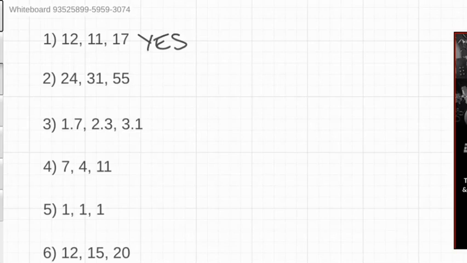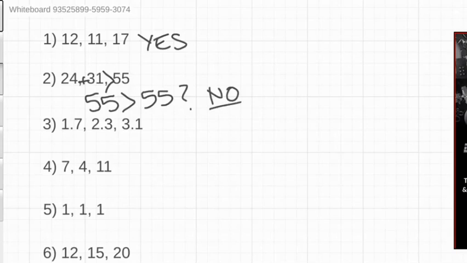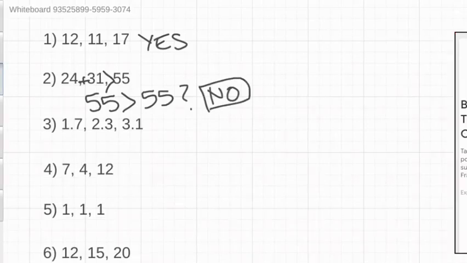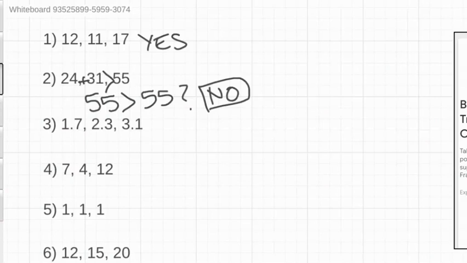Alright, so for the second one, 24, 31, and 55. 24 and 31 are the lower sides, so we have to add those together and see if they are greater than 55. 24 plus 31 is 55. Is 55 greater than 55? No, it is not. So that is our answer. Now do the rest of these problems on your own and come back when you have an answer.